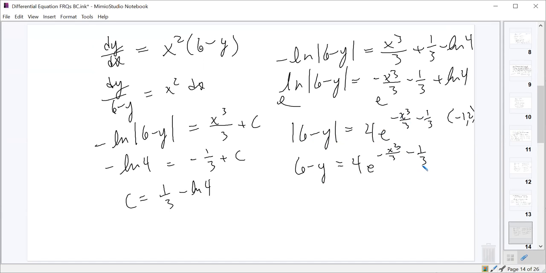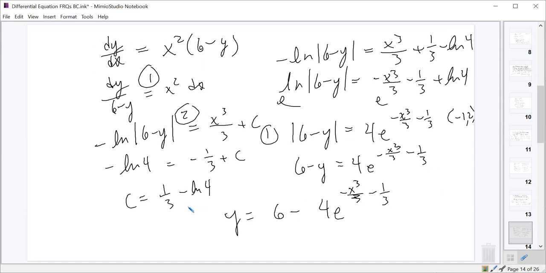And then we will add the y and subtract this other thing. So y equals 6 minus 4e to the negative x cubed over 3 minus 1/3. And that's your answer. That was worth 6 points. They gave you 1 point for separating the variables, 2 points for anti-differentiating correctly, 1 point for the constant, 1 point for finding the constant, and 1 point for the final answer.